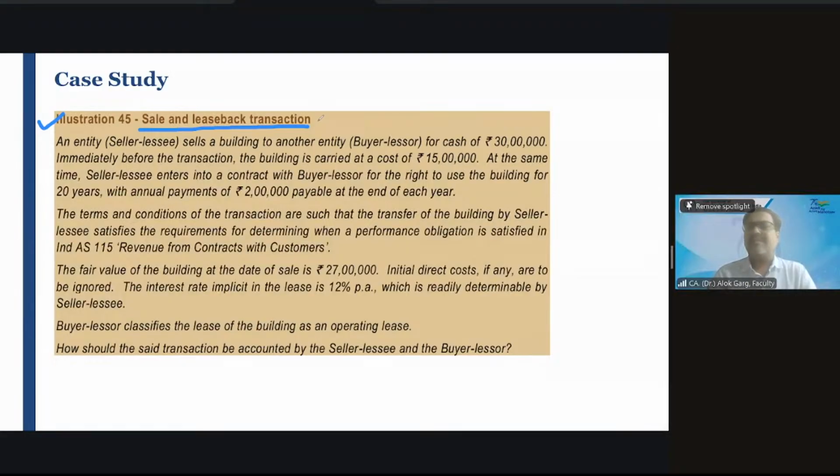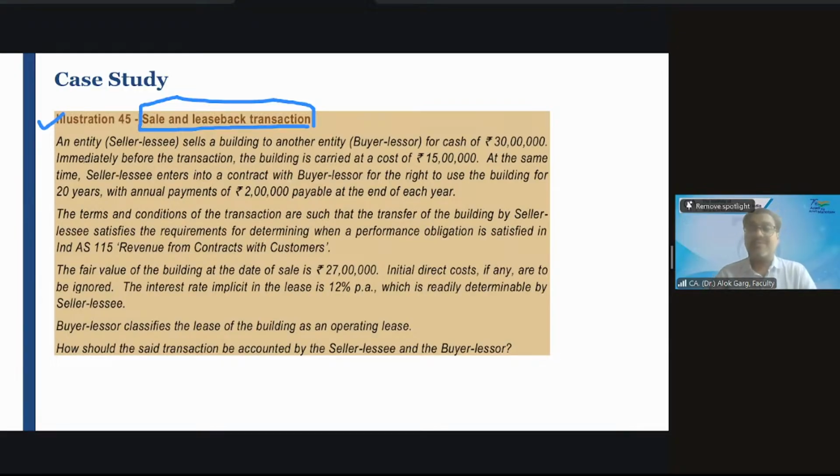Sale and leaseback transaction. In your ICAI study material, just looking at the question, you will be able to understand what the topic is. But will you be able to get this hint in your exam? The answer is no.